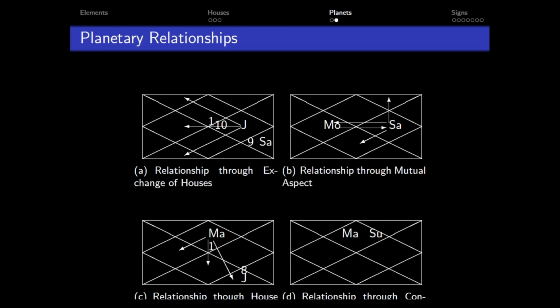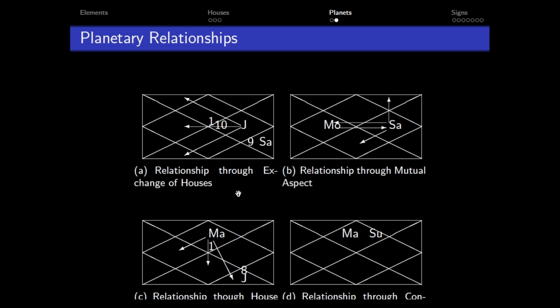In this case we are talking about planetary relationships. There are four kinds of planetary relationships. First is exchange, second is mutual aspect, third is house aspect, and fourth is conjunction.